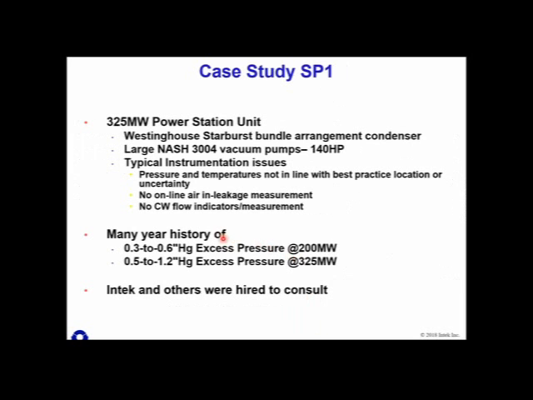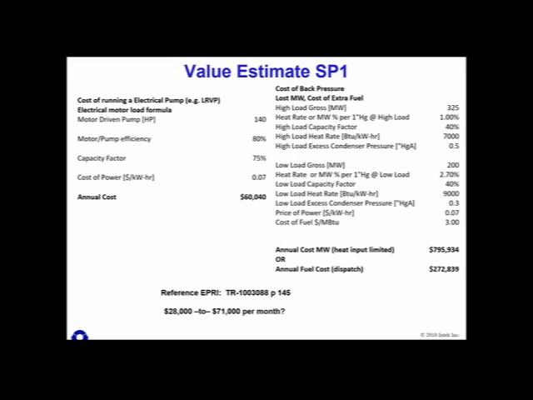First of all, let's value the problem at this plant. 3 to 6/10 inch excess back pressure at 200 megawatts, that's the reduced load, that's where they idle. And then 1/2 inch to 1.2 inches historically at their max load of 325. So let's just try and value that.